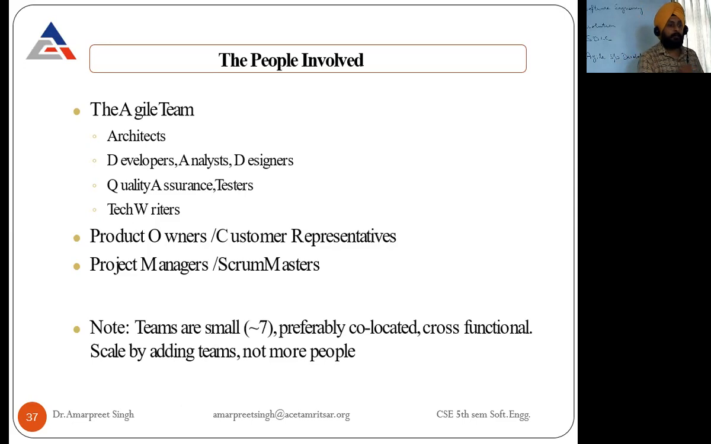Teams here are small, preferably 5 to 7 people, preferably co-located in the same location so that frequent meetings can be held, and cross-functional. So you scale by teams, not more people. More teams can be added, but in a single team the number of people remains mostly small.